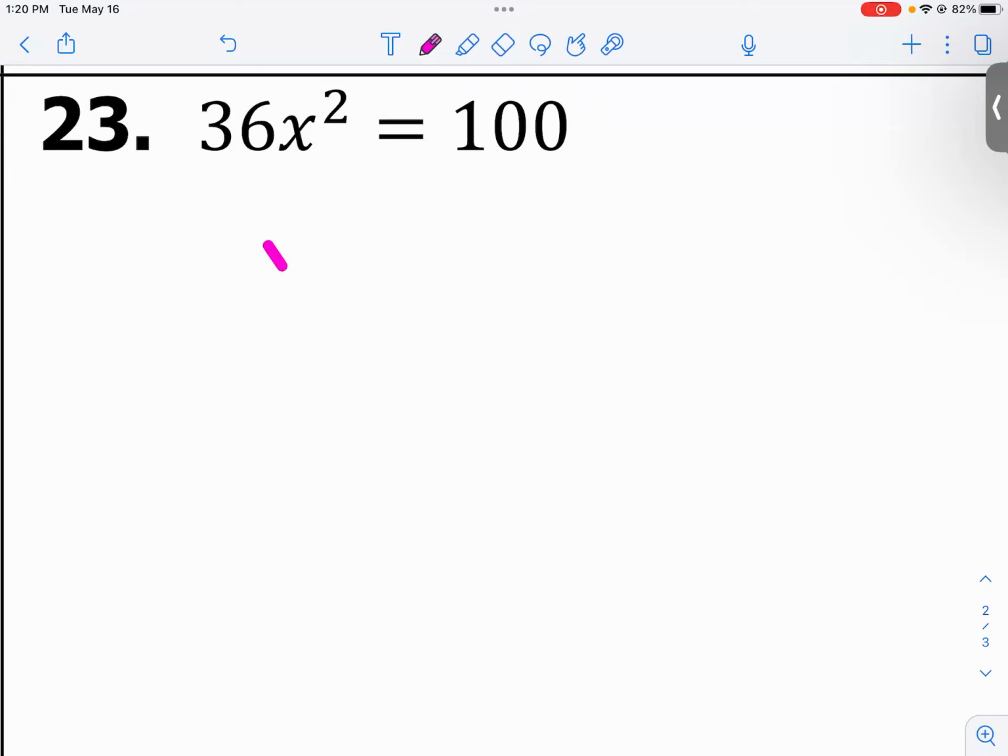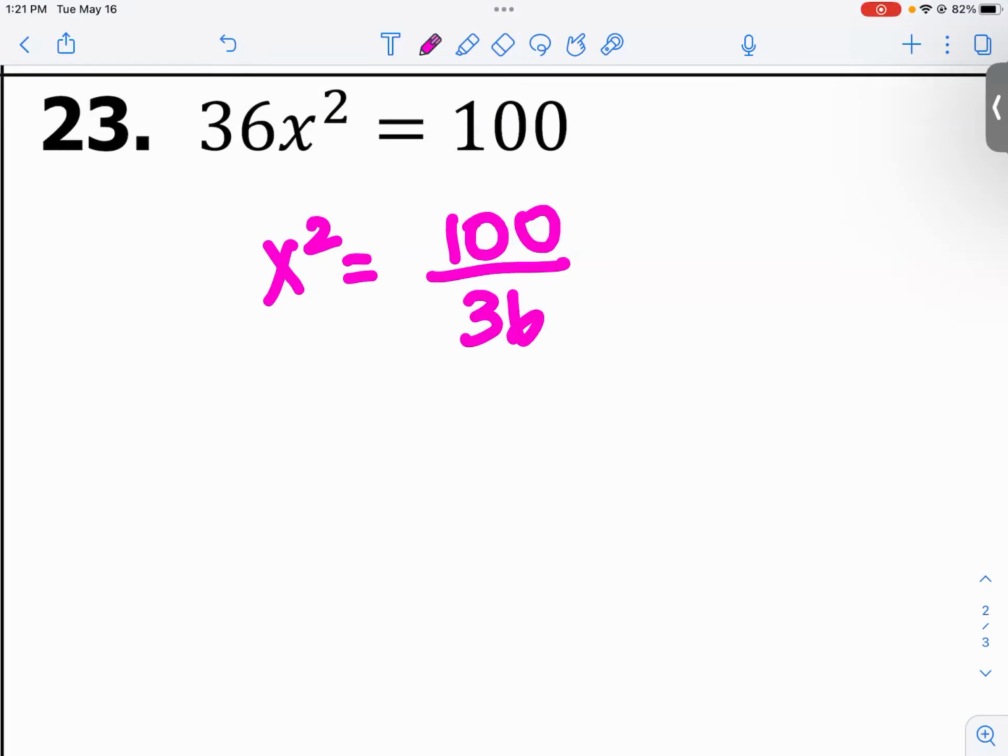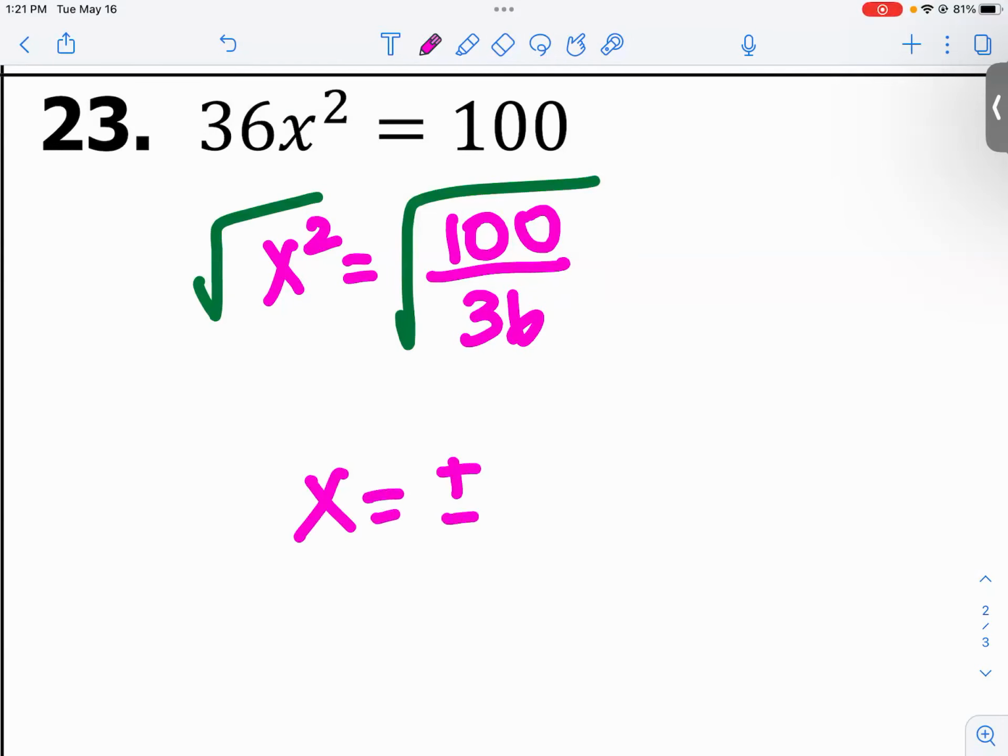Now, if we divide, we have 100 over 36. And I know this can be reduced, but I'm not going to. Why am I not going to? Because we're weird. Oh, these are two perfect squares, like Peyton said. So if we square root both sides, we have plus or minus 10 over 6.